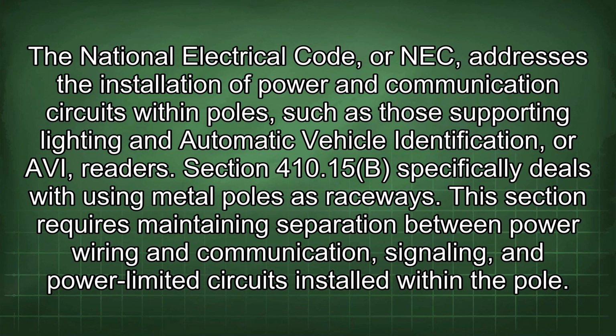The National Electrical Code, or NEC, addresses the installation of power and communication circuits within poles, such as those supporting lighting and automatic vehicle identification, or AVI readers. Section 410.15(B) specifically deals with using metal poles as raceways. This section requires maintaining separation between power wiring and communication, signaling, and power-limited circuits installed within the pole.